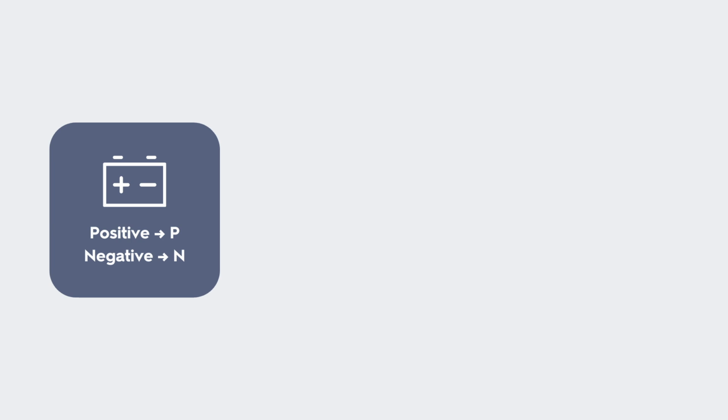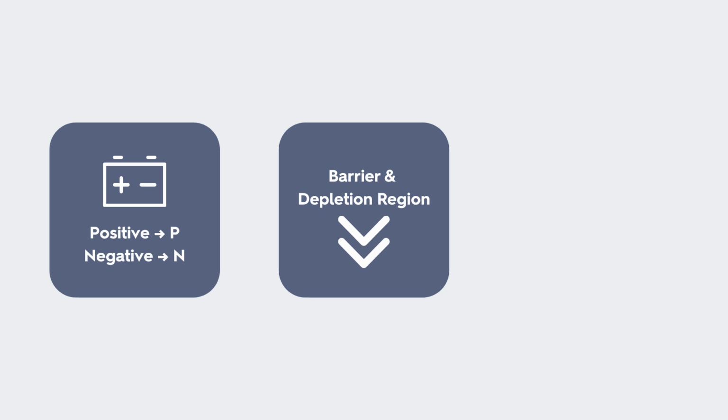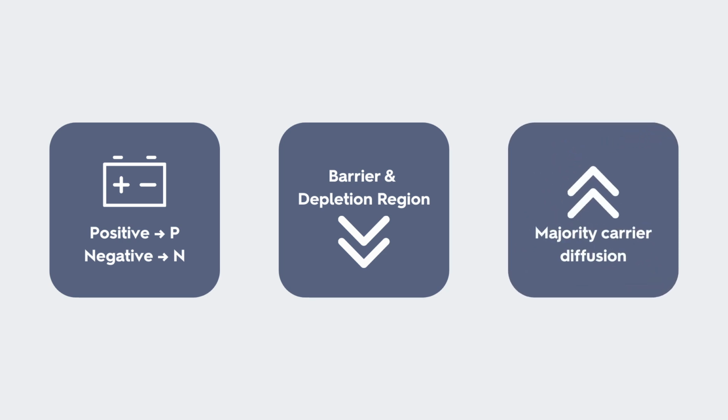So here is a simple step-by-step method you can use on any problem. First, check polarity. Positive to P and negative to N means forward bias. Second, forward bias lowers the barrier in the depletion region. Third, lowering the barrier boosts majority carrier diffusion, so diffusion dominates and total current increases rapidly with voltage.